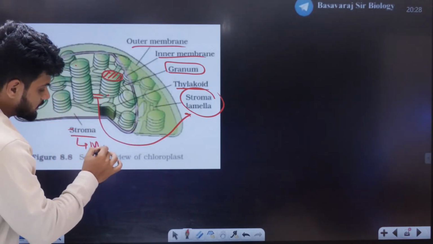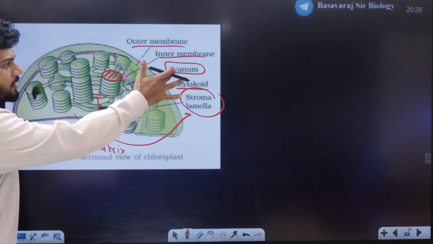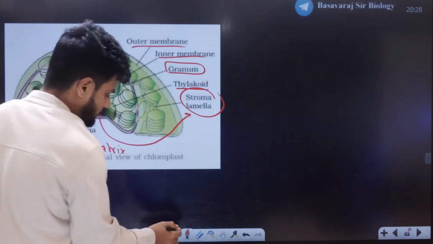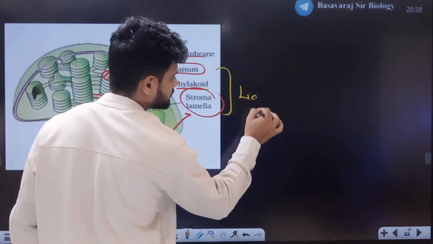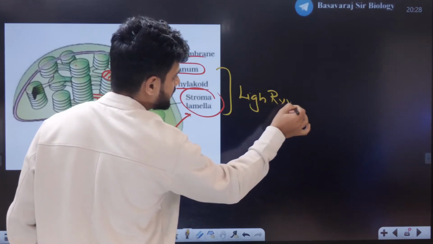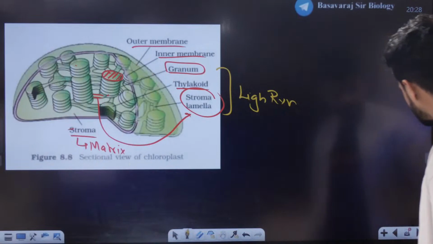Stroma is the matrix. Within the stroma, we have the dark reaction. In the thylakoids and grana, stroma lamellae, here we have the light reaction. Light reaction, dark reaction.